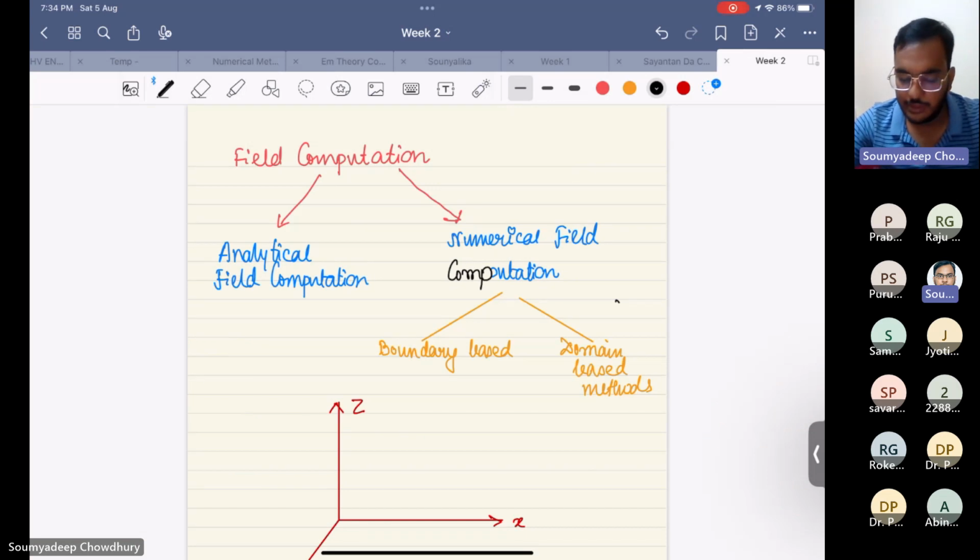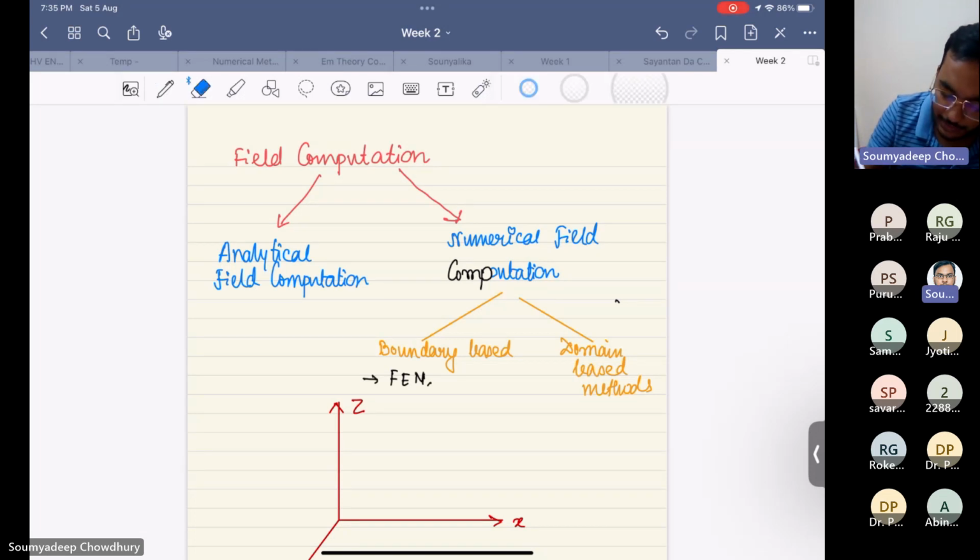So now, in numerical field computation, you need to understand. I was talking of boundary based and domain based methods, right? I explained why we go for numerical field computation rather than analytical field computation. In numerical field computation, we have the boundary based methods and then the domain based methods. I'll explain what is the difference between boundary based and domain based methods.